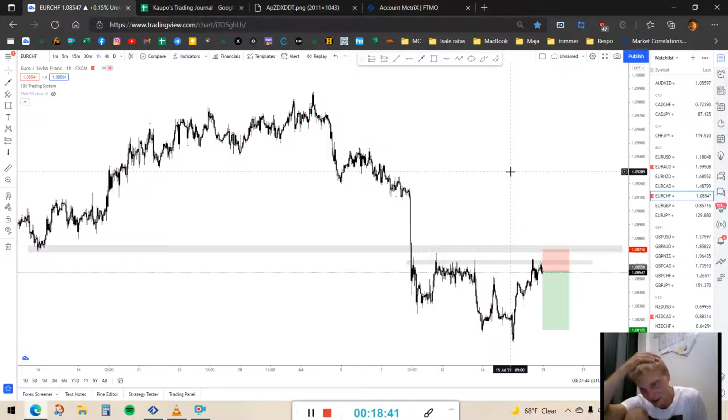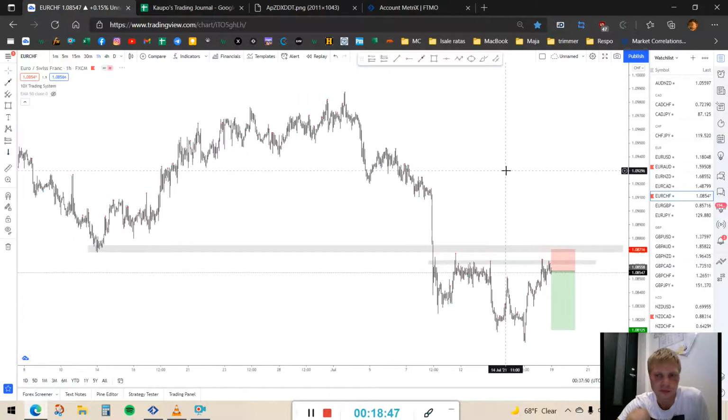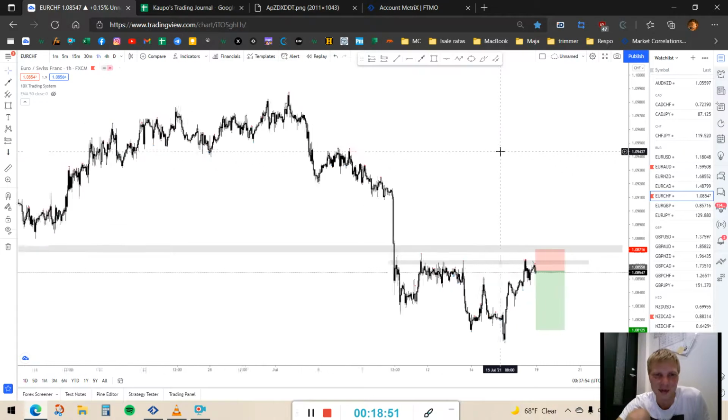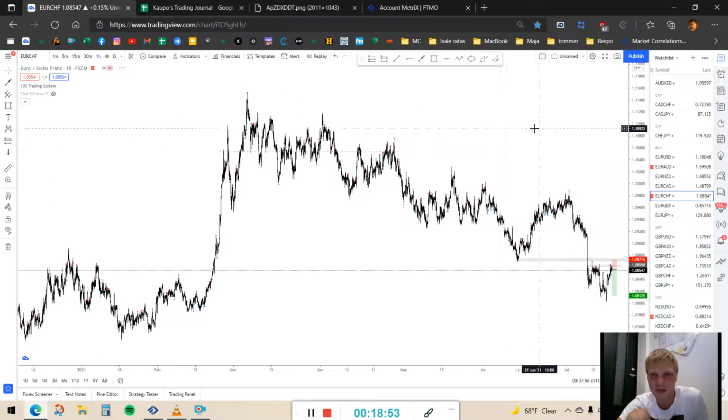it's really hot in Estonia right now. It's like 30 degrees. We have a heat wave. That's why my face is all red. Anyway, moving on to the trade.